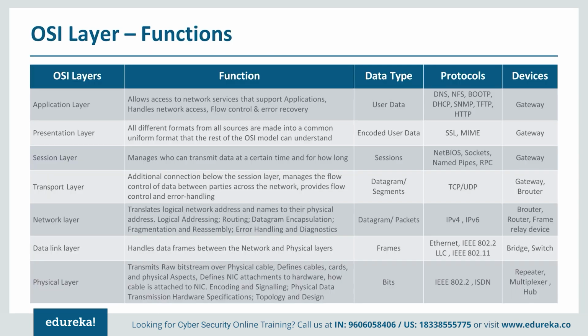The physical layer transmits the zeros and ones. We deal with bits here, and the protocol used is IEEE 802.2 or ISDN. The devices we connect are a repeater, a multiplexer or a hub. What is a repeater? A repeater is nothing but an extender, a signal extender. Hubs also do the same thing. The hubs will not have a MAC address.